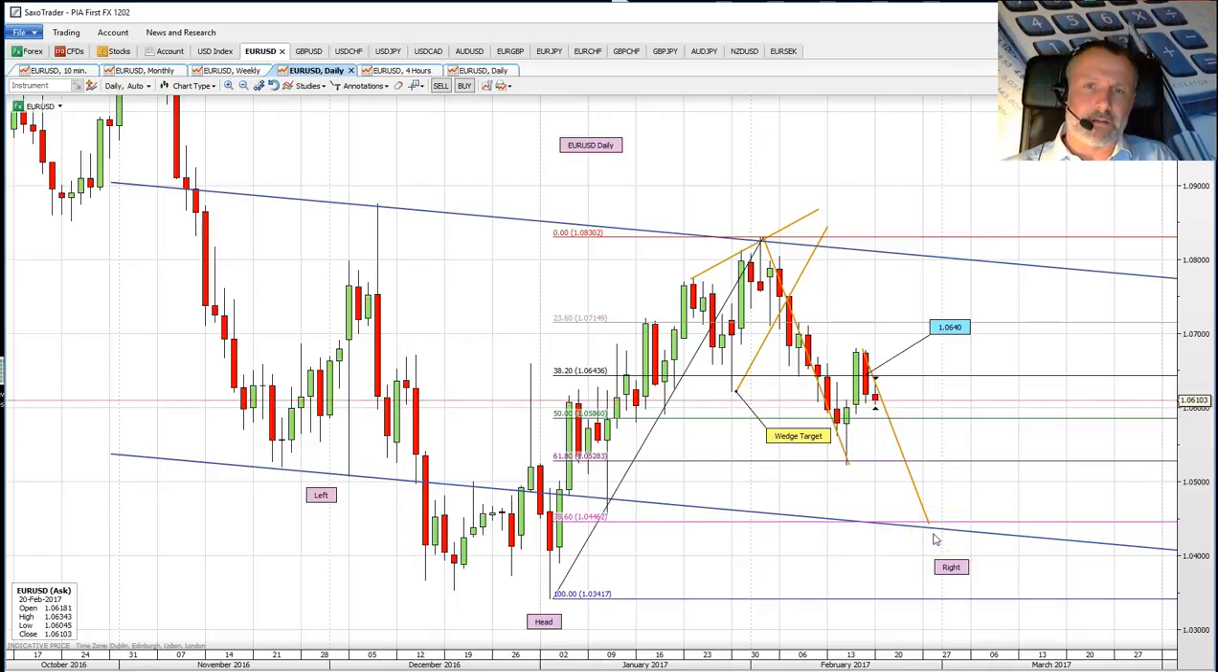formation. And in fact, the ABCD target, which is around about 104.46, and this 78.6% pullback level is virtually perfectly aligned with a potential right shoulder. So we're looking for this corrective last leg in euro dollar before bulls reappear.